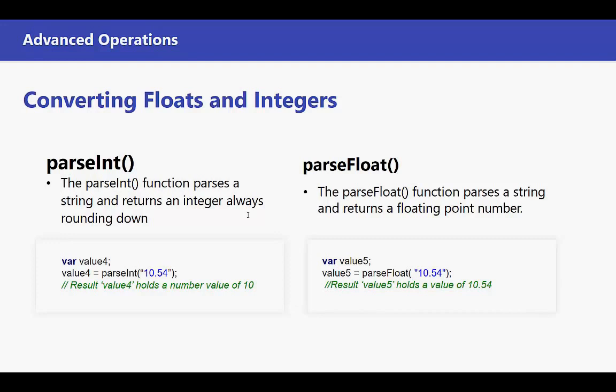parseInt is going to take a decimal number and convert it to a whole number. And parseFloat is going to take a string and convert it to a floating point number. So let's try this out with this code.